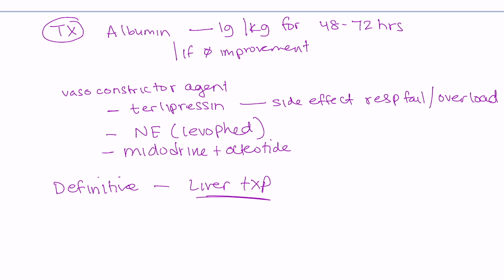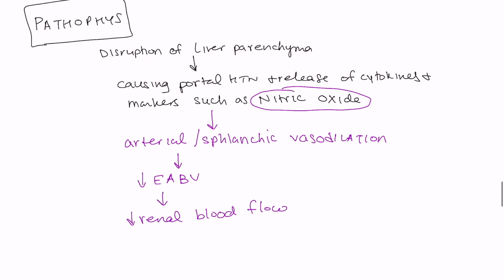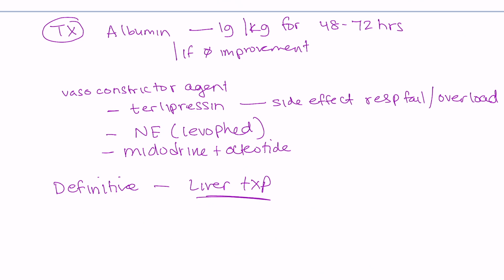Now, in settings where terlipressin may not be available, we can go for pressors such as levophed, i.e. norepinephrine, or we can also go for midodrine and octreotide. However, more favor is placed towards pressors such as levophed or vasoconstrictive agents such as terlipressin. Definitive treatment for these patients would be liver transplant, albeit we can offer renal replacement therapy, but it's more so a bridging therapy while they go for a transplant.